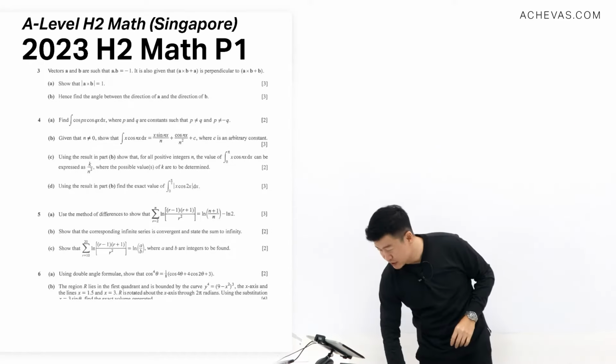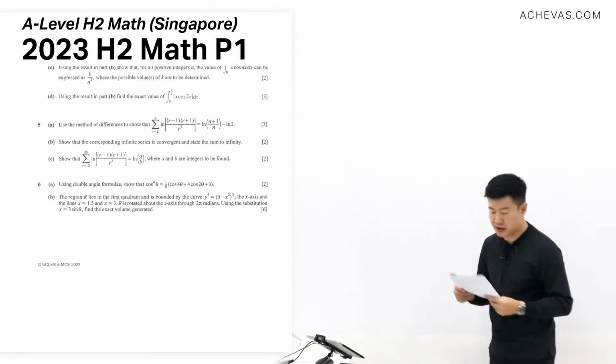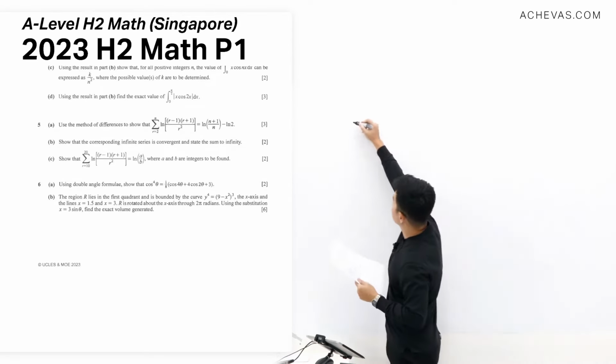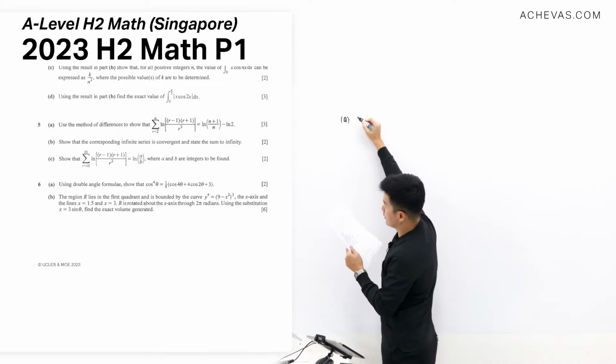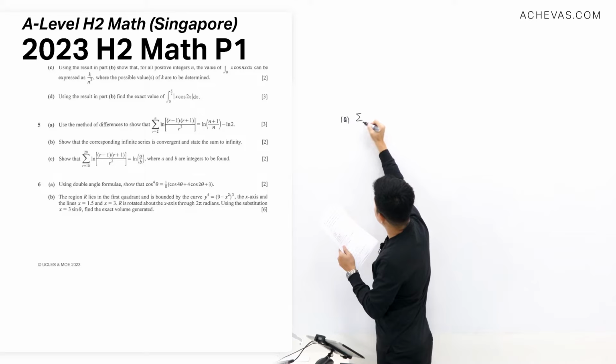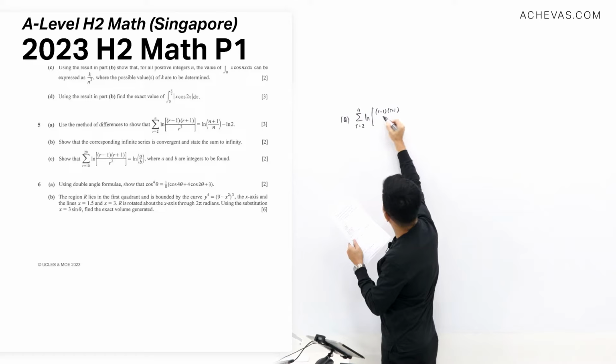Okay, let's take a look at question number 5 here. It is a summation question, where in part A, we are supposed to make use of the method of difference to try to evaluate this summation, summing from r equals 2 all the way until n of the logarithmic function of (r minus 1)(r plus 1) over r squared.